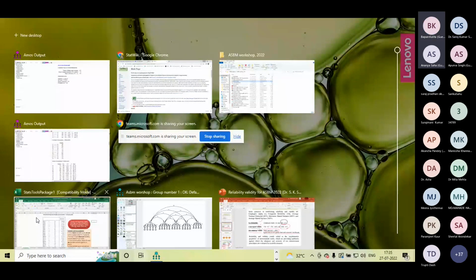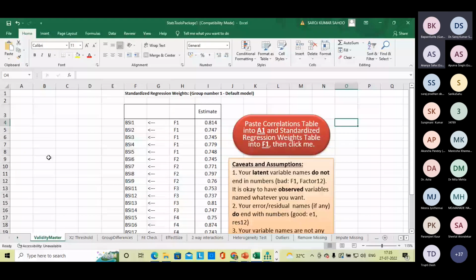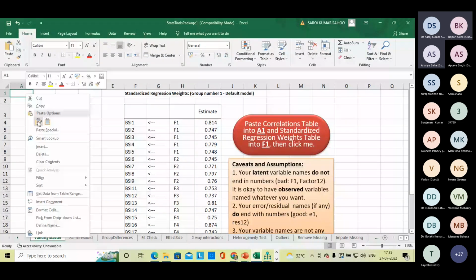Copied it. Okay, sir. Then first one. Then go to A1, then paste it, like I have done. Look at here.